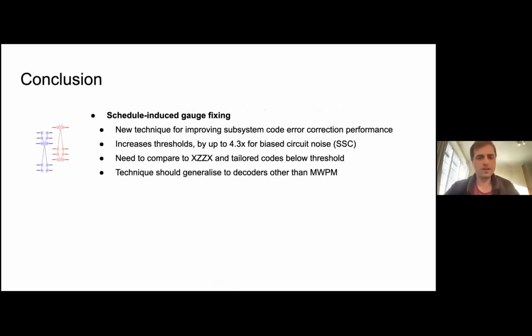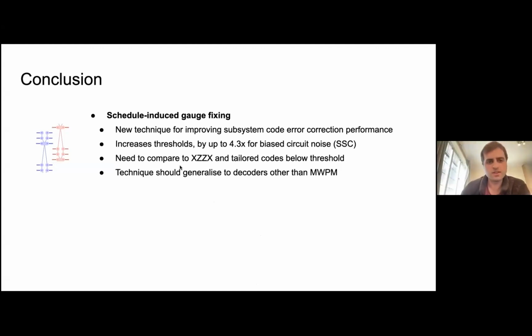So in conclusion, we introduce a schedule-induced gauge fixing technique, which improves the subsystem code error correction performance and increases thresholds 4.3 times for biased circuit-level noise. There is still work to be done, say, to compare this to the XZZX and tailored codes below threshold. And there are plenty of ways to extend this by applying it to other subsystem codes and generalizing to decoders other than matching.